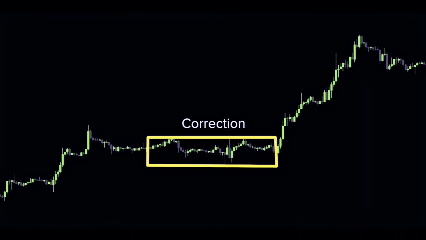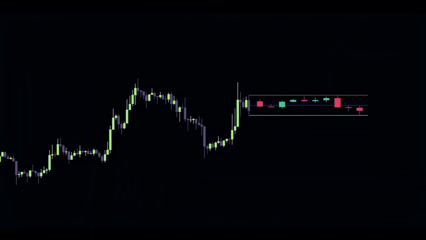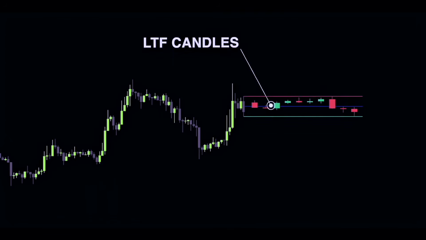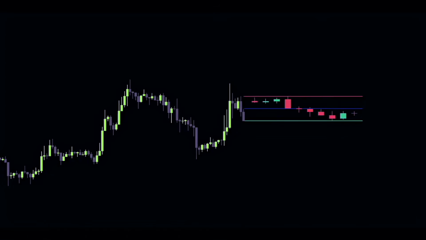These pullbacks, often called demand zones, can usually be spotted with the naked eye if you've been trading for a while. But if you find it tricky to identify them, the LTF Candle Insights indicator makes the process much easier. For instance, in this chart, we see a clear uptrend with new higher highs and higher lows. Then a pullback occurs. At this point, it's time to zoom into those lower time frame candles inside the indicator's box to avoid missing the next leg up.